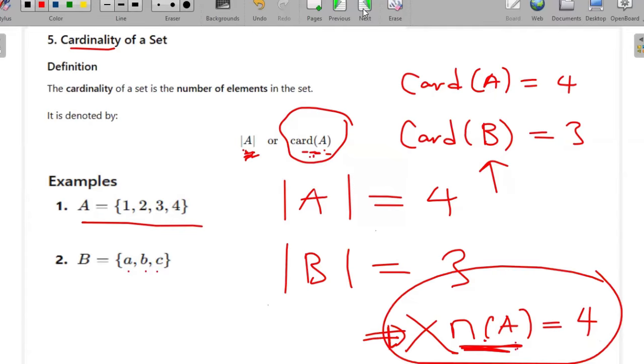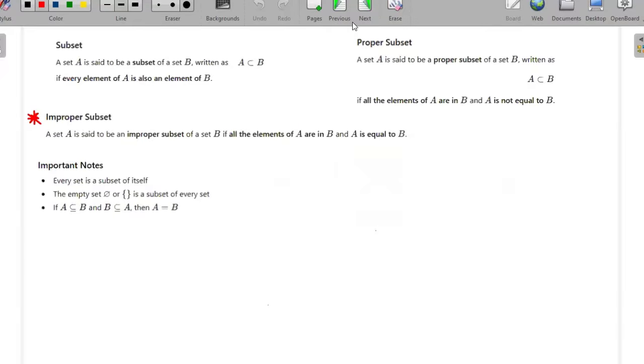Okay, so moving on, we are now going to talk about subsets. So we have two types of subset. But before we talk about the types of subset, let's talk about what a subset is. What is a subset?